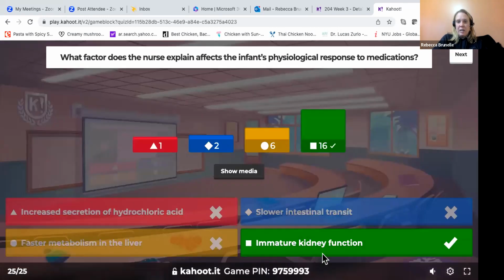So very good. A couple of you chose faster metabolism in the liver. It's actually slower metabolism in the liver, not faster. So immature kidney function, and then the stomach is slower, but the intestinal tract is faster. So that's why the blue one isn't right.